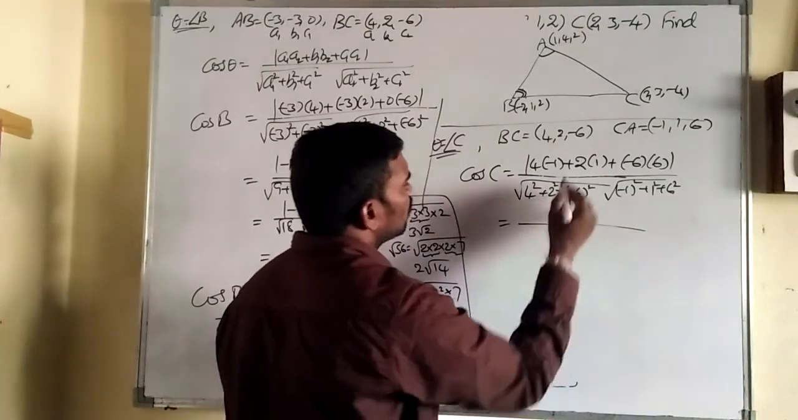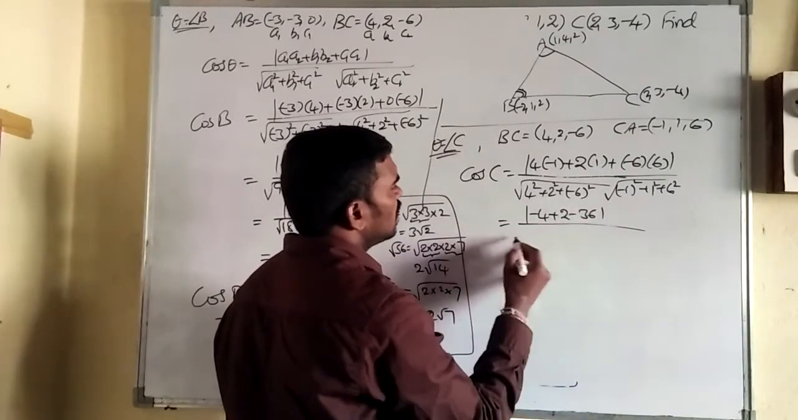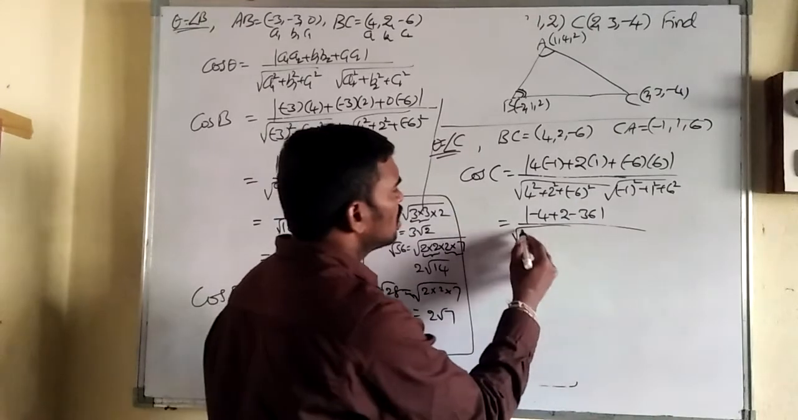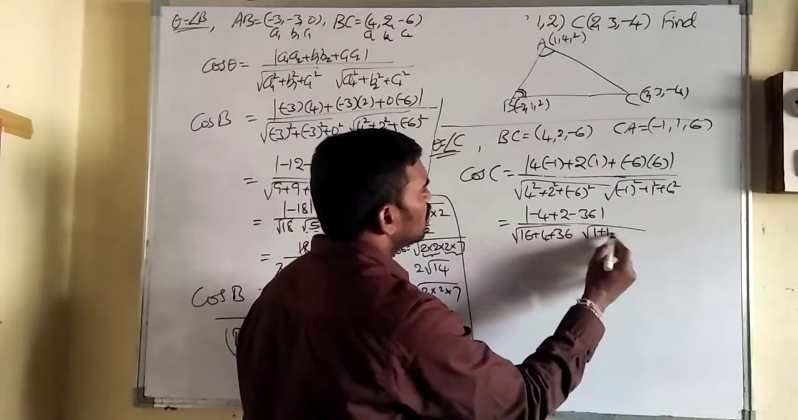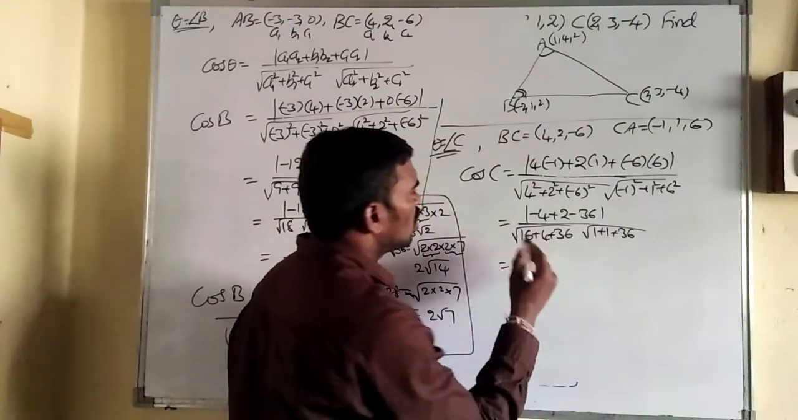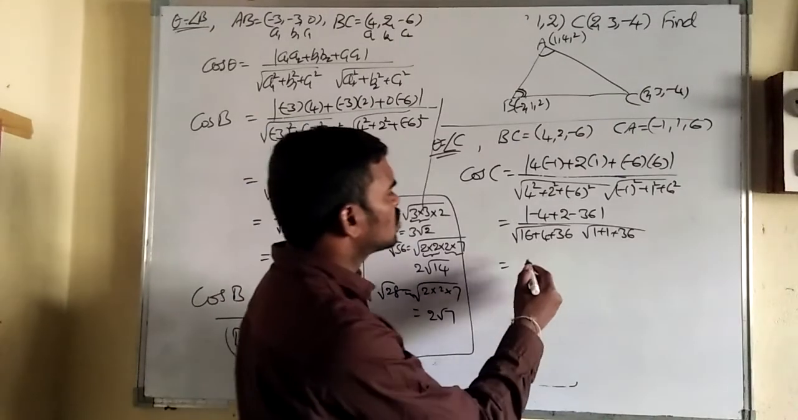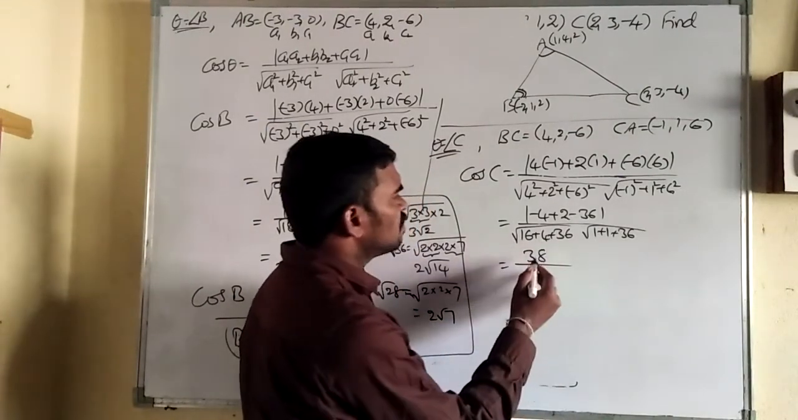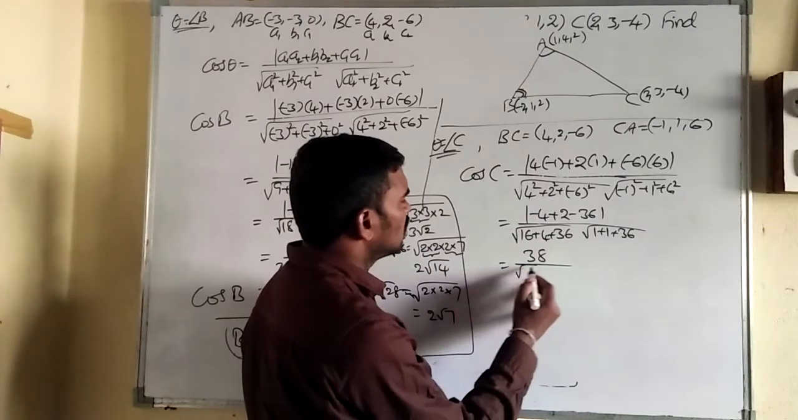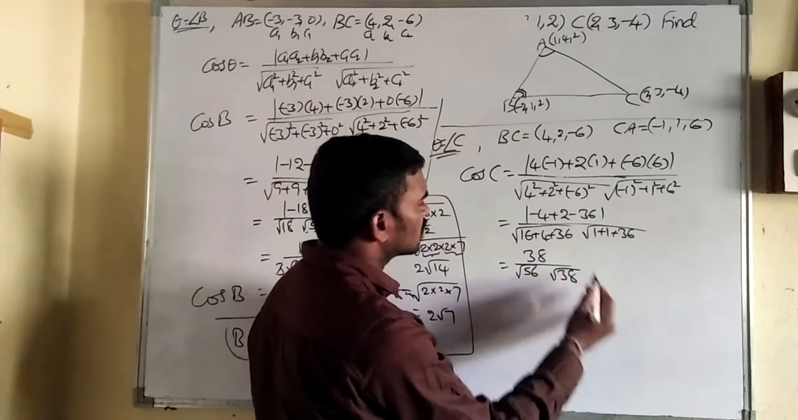So which is equal to 4 into minus 1, minus 4, plus 2 into 1, 2, minus 36, divided by root of 4 square, 16, plus 4 plus 36, into root of 1 plus 1 plus 36. So simplify this. Minus 4 minus 36, minus 40. Minus 40 plus 2, 38, divided by 16 plus 4, 20, plus 36, we get 56. 1 plus 1, 2, plus 36, 38.